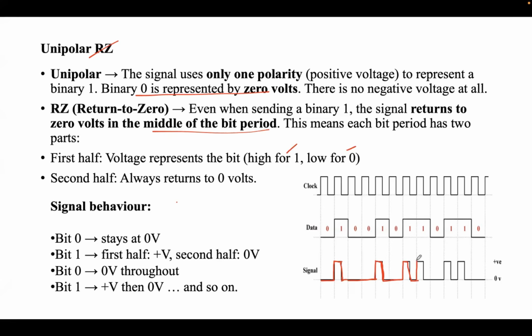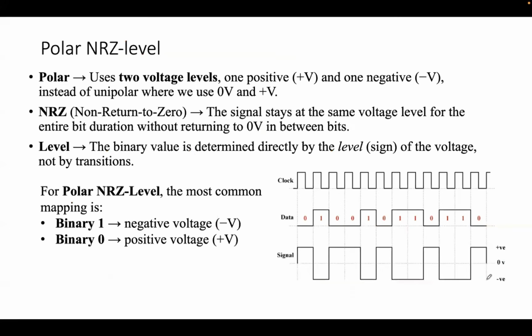So again there will be a change, or voltage will be positive for the first half, and at the middle of the bit period it returns to 0. For 0 again stay in the same state. Again for 1, first part should be positive, second part, or in the middle of the bit period, return to 0. Similarly with the second one also, and finally when we get 0 remain in the same voltage 0.